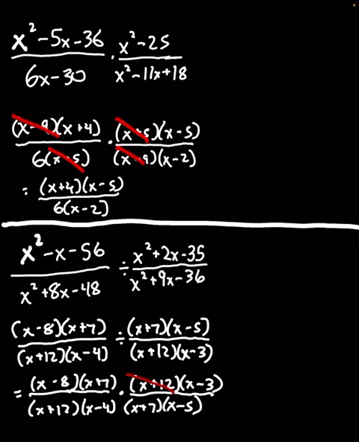Now we have the x plus 12s are going to cancel, and the x plus 7s are going to cancel. So what we're left with for this expression is x minus 8 times x minus 3 divided by x minus 4 times x minus 5. Like I said, you could FOIL that numerator and denominator out if needed, just to simplify it all the way. But this is how we want to break down our rational expressions.